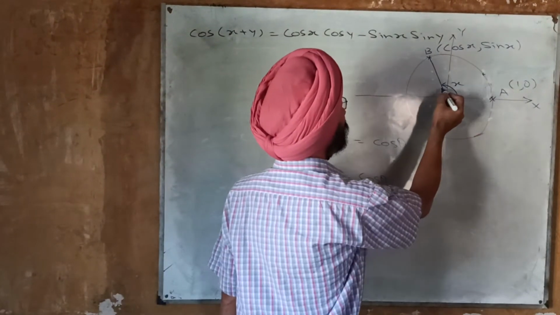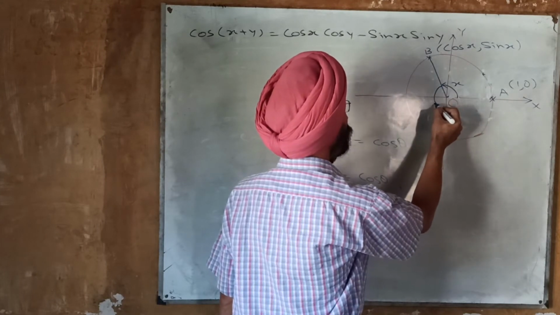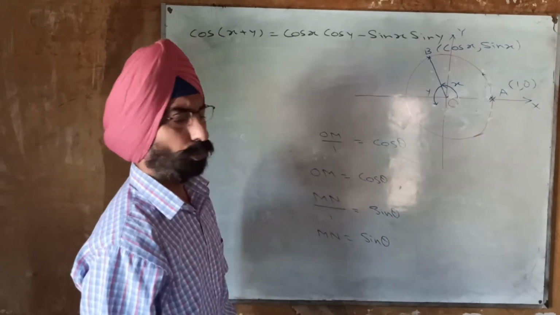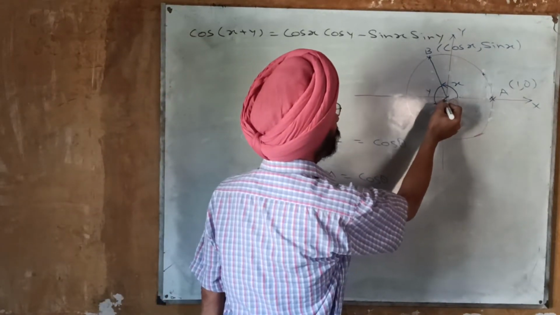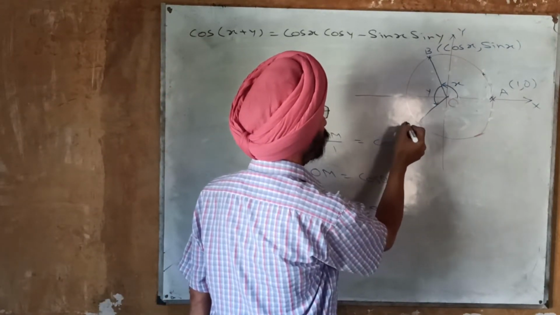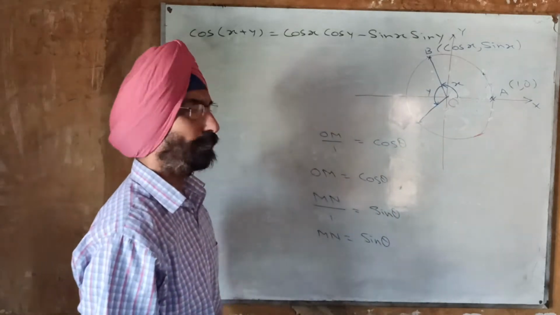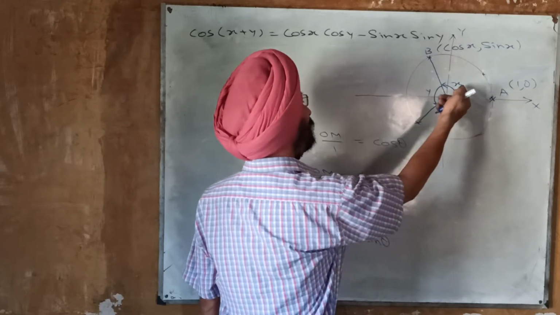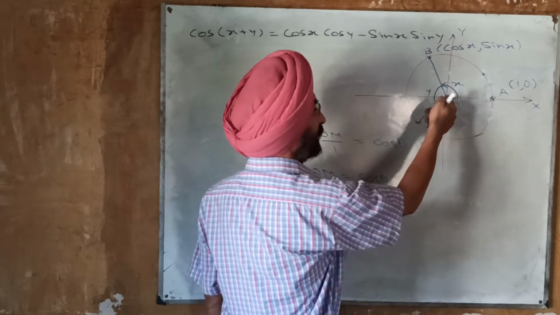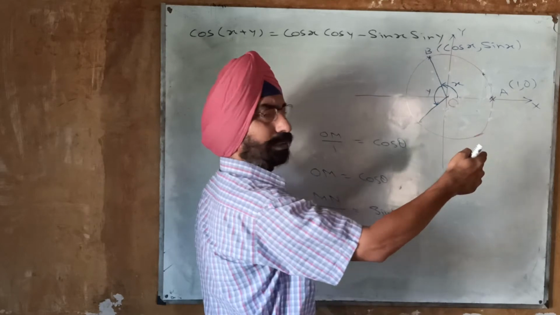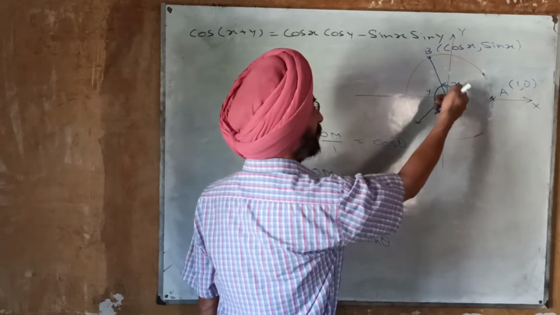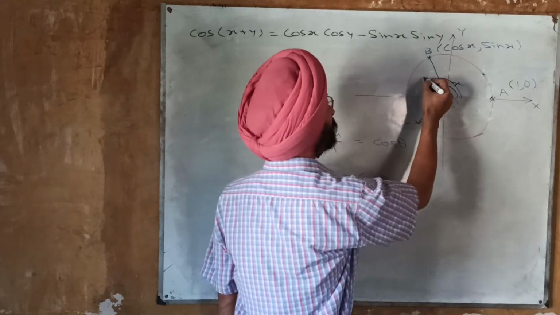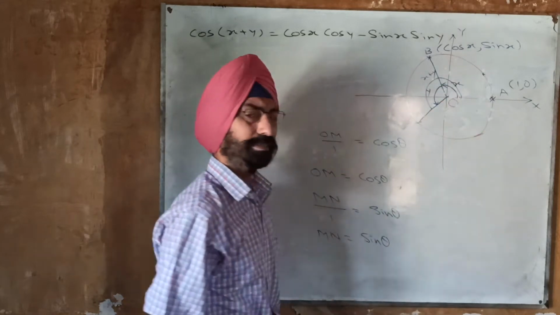Then travel y angle more, and you will get this point on the circumference. Suppose this is the point C. Now this is the angle x, this is the angle y. What is the angle that OC subtends on the positive direction of x-axis? That means this complete angle. I am talking of this angle now, and this angle is x plus y.